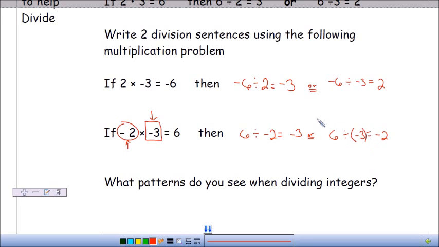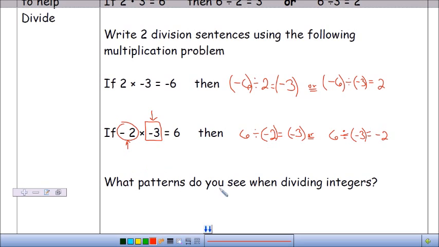The negative numbers I like to put in parentheses so that you know they're negatives, not minus, and that's my division symbol. So we'll put this one in parentheses. That's a negative, that's a negative, that's a negative, and that's a negative.